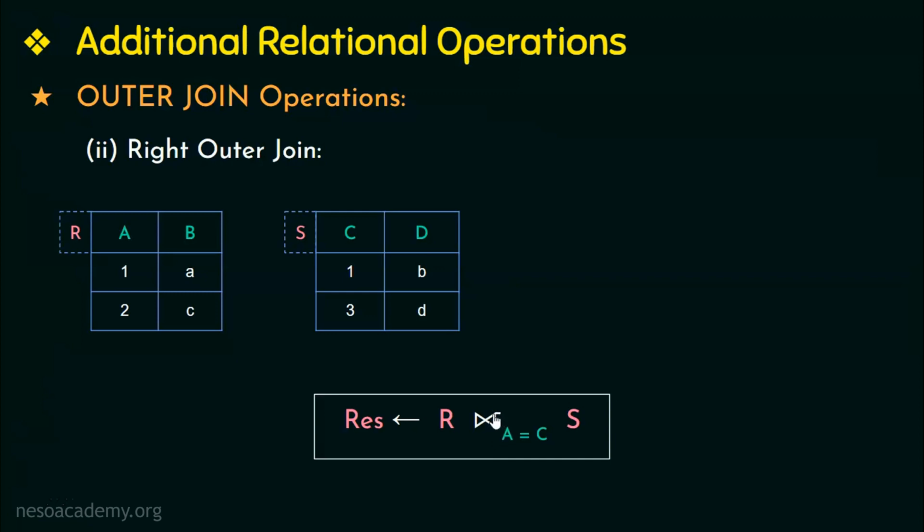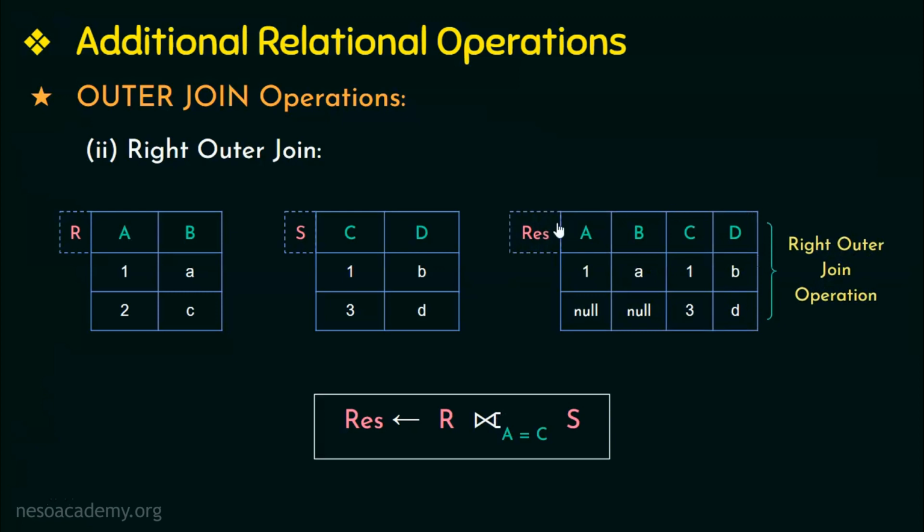Here the two lines are protruding on the right side of the symbol. This is the result for right outer join. Let us see how this works. As mentioned, all the tuples from the right relation are displayed in the result, regardless of whether they satisfy the condition or not. But from the left relation, only the matched tuples will be displayed in the result. The rest will be filled or padded with null values.